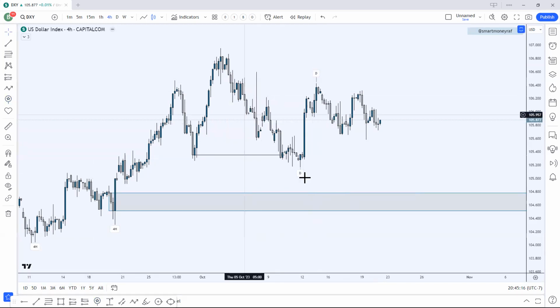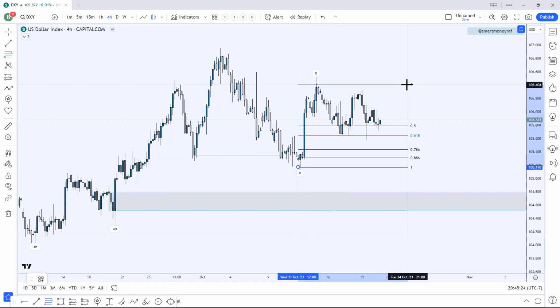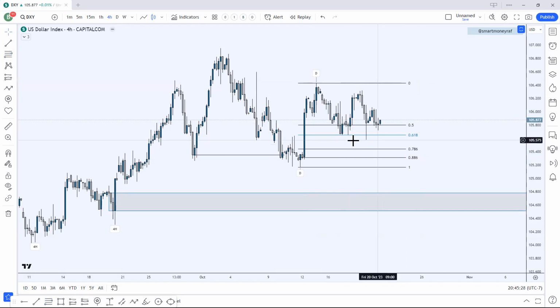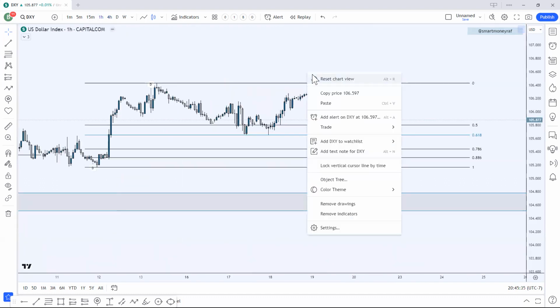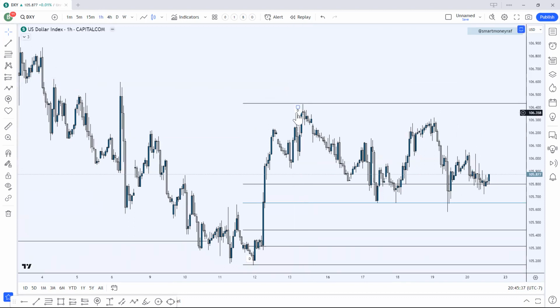All right, so this is my range on the daily from this low to this high. If I take my fib from that low all the way up to that high, right? We already did see pretty much a 618 retracement already. Let's go down to the 1 hour now, just to see a little bit more detail. And this is what the 1 hour is looking like on dollar.